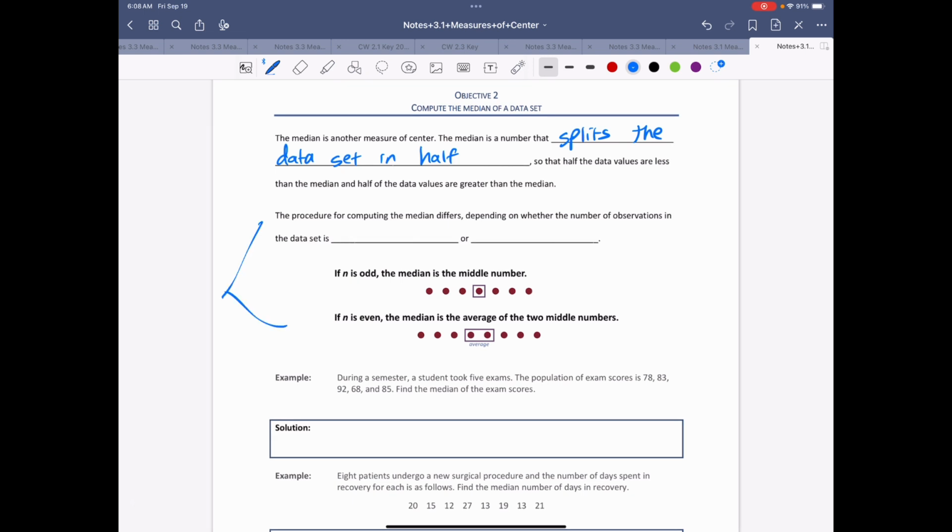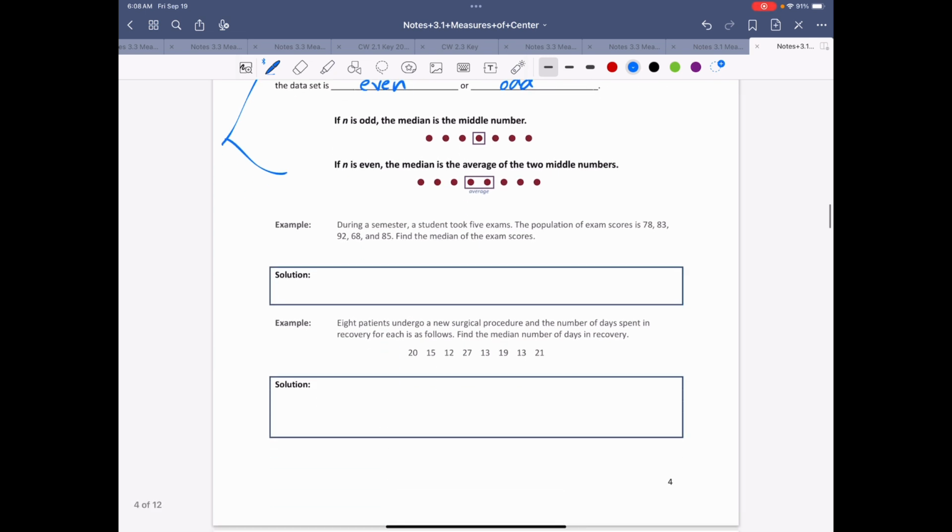This is something that your book gives you. I just left it here in case you saw it on Alex, but I'll give you a better way to do this. But it says the procedure for computing the median differs depending on whether the number of observations in the data set is even or odd. And I'll actually give you the same way, but you don't have to memorize that. All right, so I want you to look at this problem.